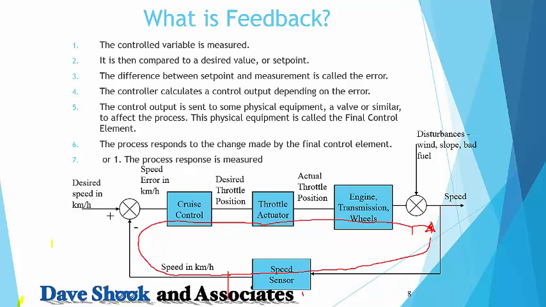Our controlled variable, speed, becomes an input to the controller, which then affects the controlled variable. There are other forms of control which do not involve feedback, and we'll be getting to them later in the course.